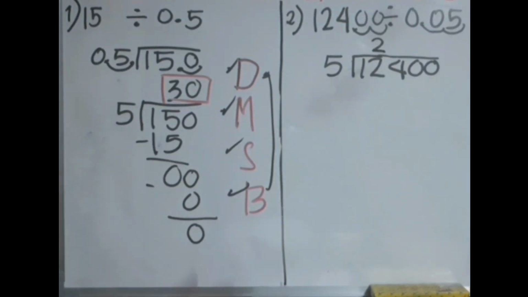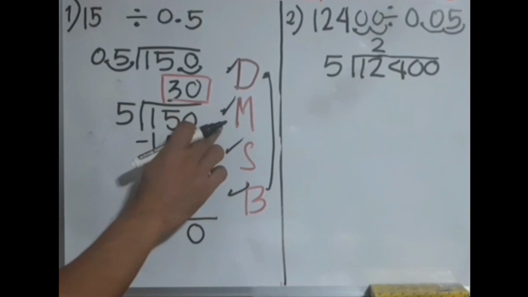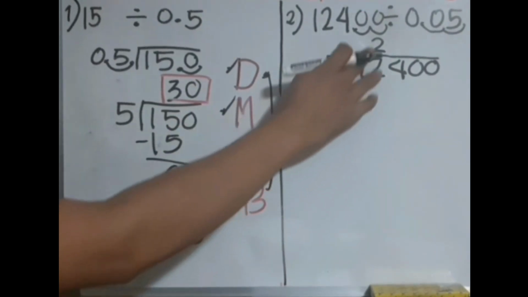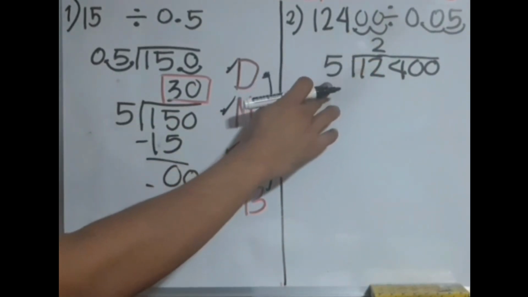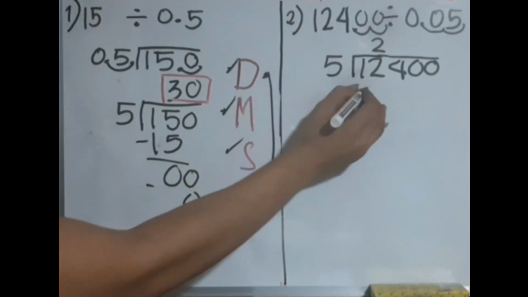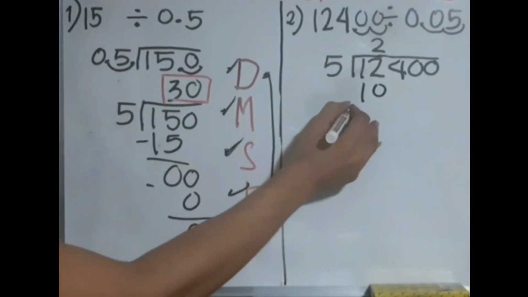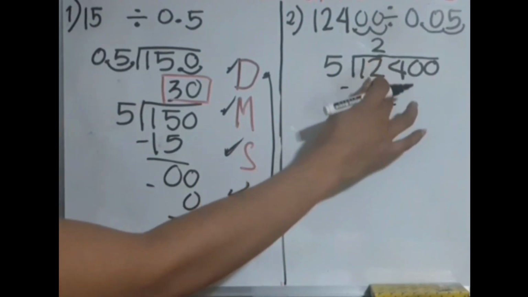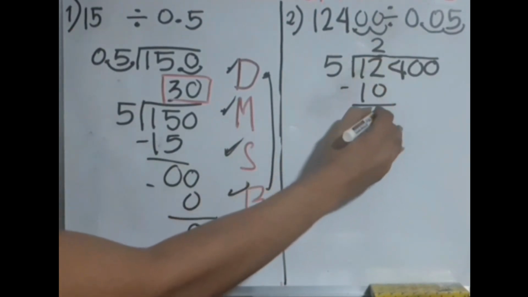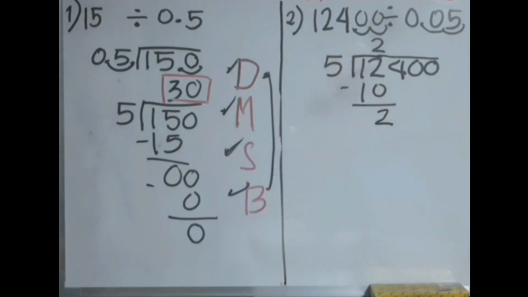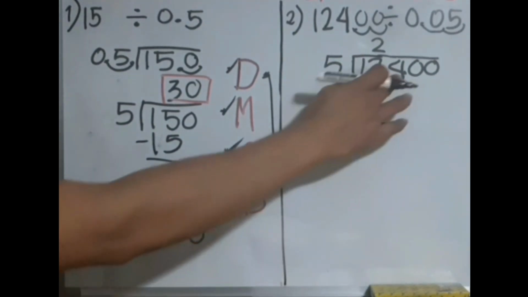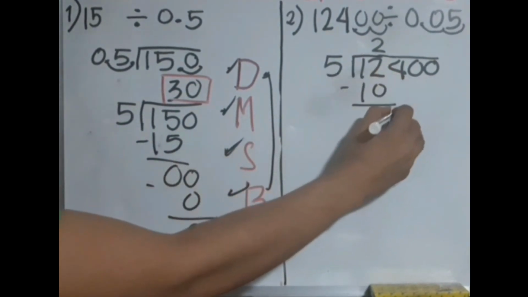Next step is multiply. Multiply the partial quotient by your divisor. That will be now 2 times 5 is equals to 10. Then, the next step is subtract. 2 minus 0 is 2. 1 minus 1 is 0. Then, bring down digit 4.